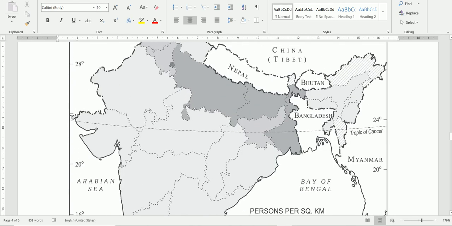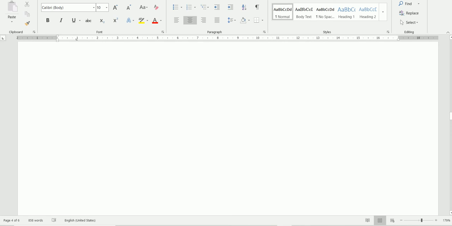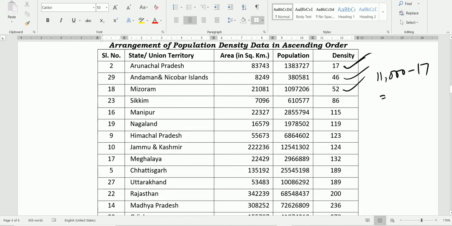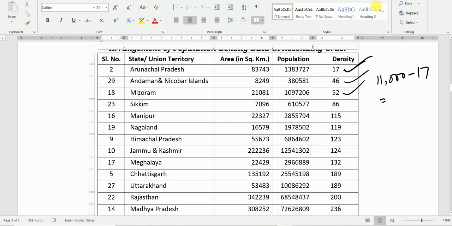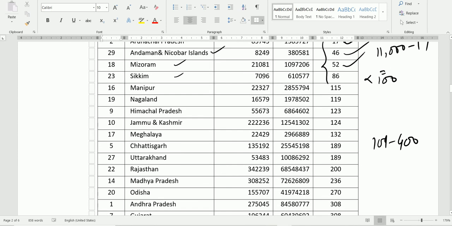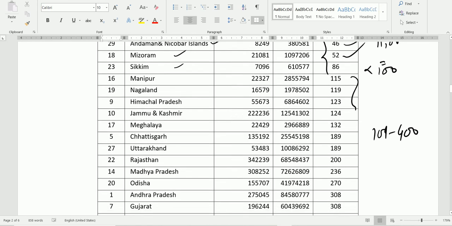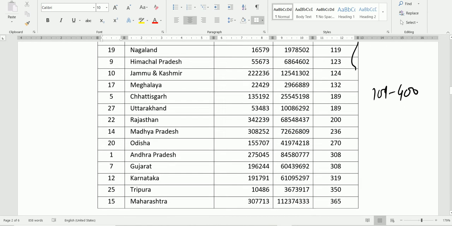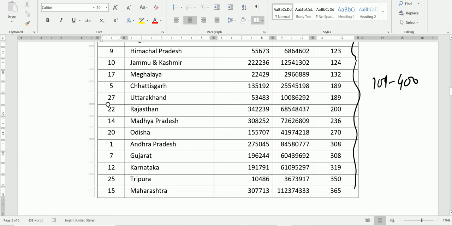So just see the table, which are the states coming under less than 100. Just see less than 100 up to here. Here, this up to here is less than 100: Arunachal Pradesh, Andaman Nicobar Islands, Mizoram, Sikkim, up to here. Then from 101 to 400, which are the states, just identify. It starts from Manipur, then up to many. Up to here, just below 400.